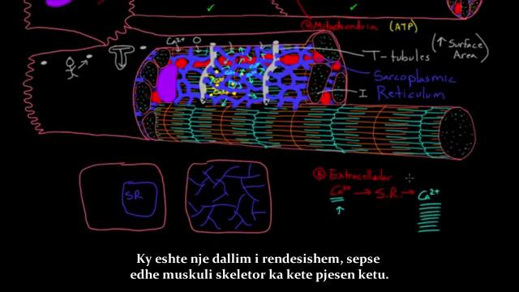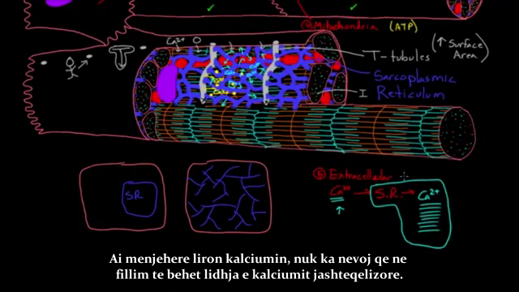So that's an important difference, because the skeletal muscle just has this bit right here. It just immediately releases calcium. It doesn't need extracellular calcium to first bind.